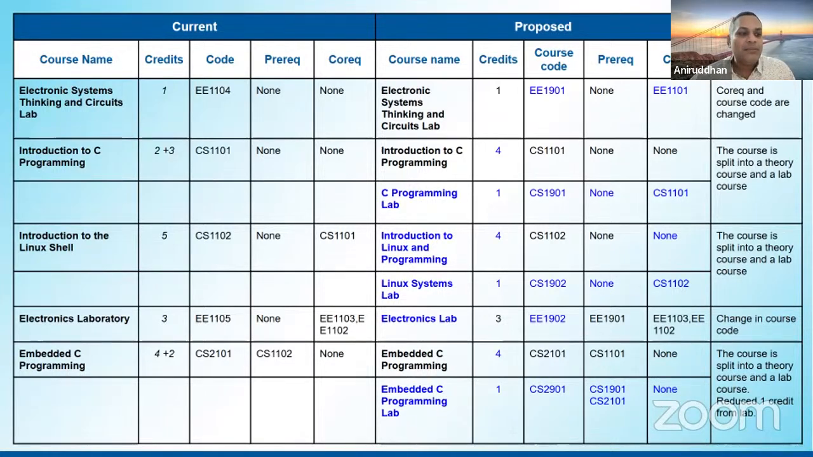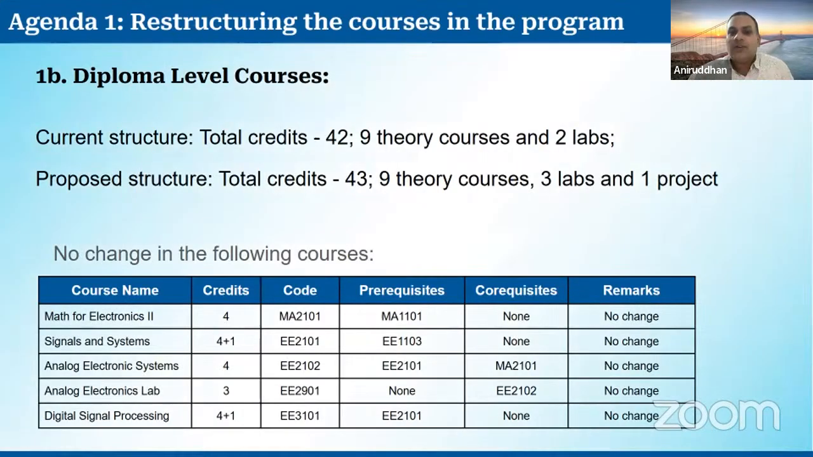The embedded C programming was a 4+2 type of course, and it has reduced by 1 credit. It has now become a 4 credit theory course and a 1 credit lab course, and we have reduced 1 credit from the lab. Go to the next slide, please.